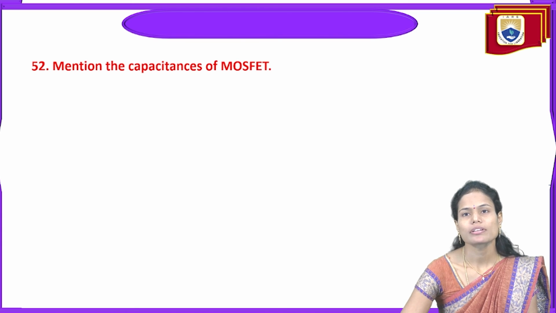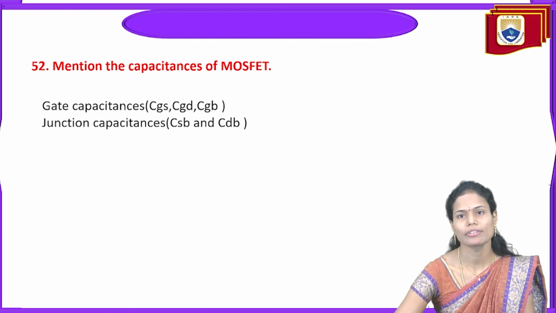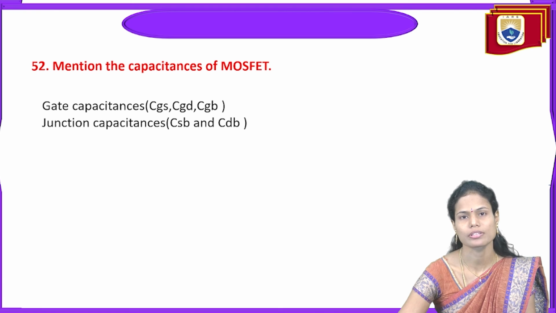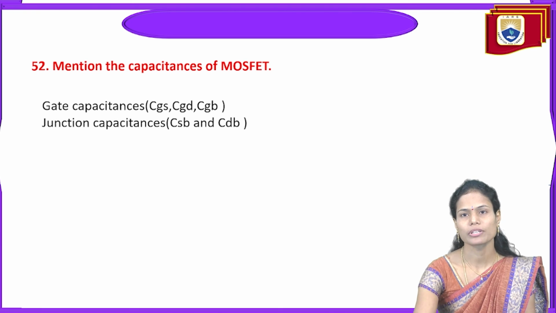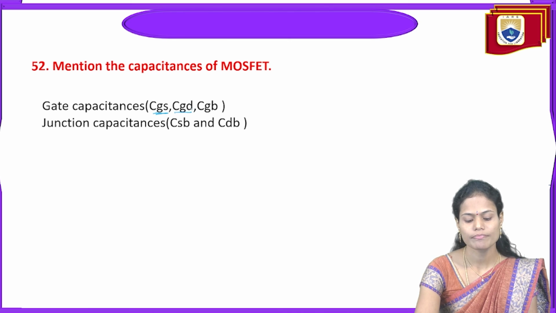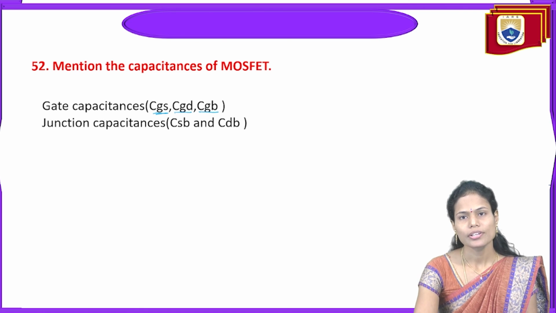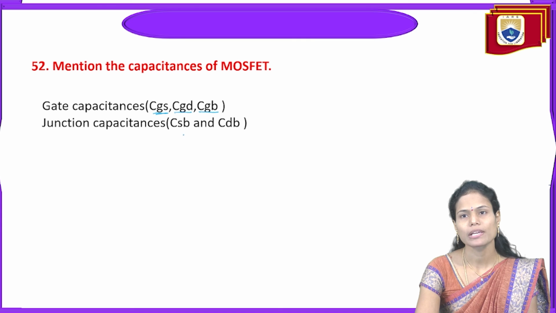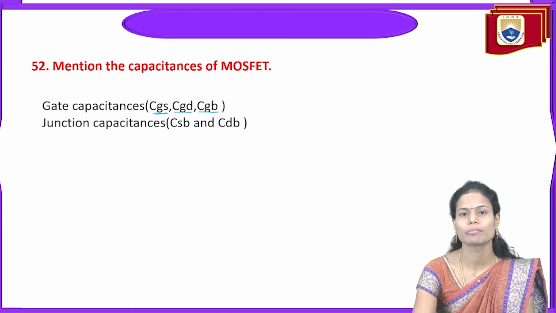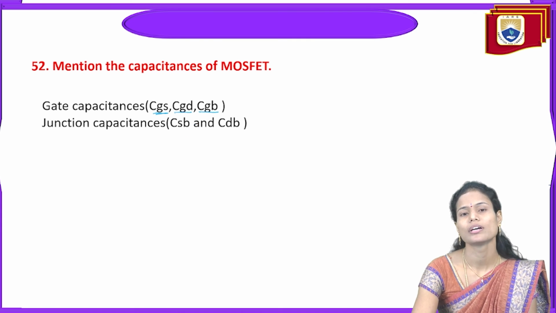And mention the capacitances of MOSFET. Here we have 2 types of capacitances existing in the MOSFET. Those are the gate capacitances and junction capacitances. Gate capacitances exist between the gate and source, that is CGS, between gate and drain, that is CGD, and between body and gate, that is the CGB capacitance. Next, the junction capacitances are the CSB capacitance as well as the CDB capacitance, those are between the source and body as well as the drain and body terminals of the MOSFET.